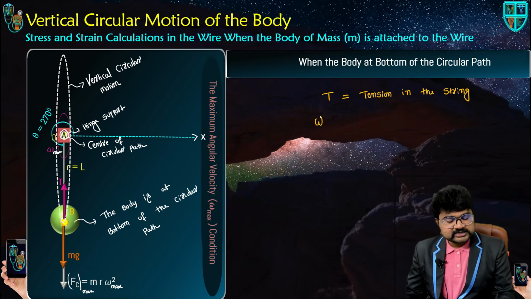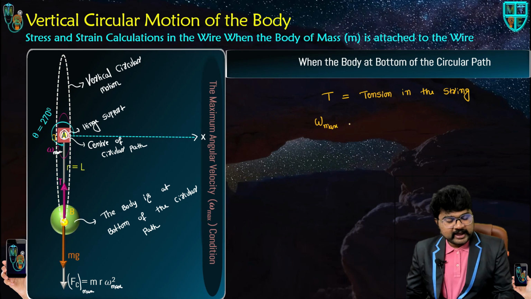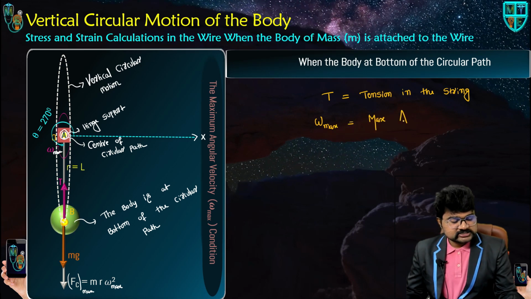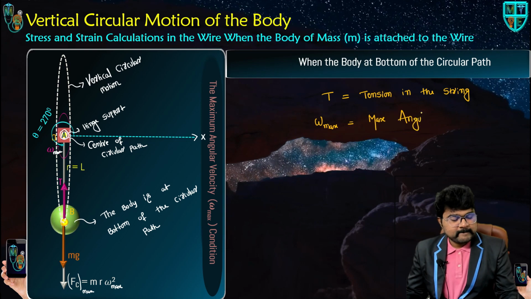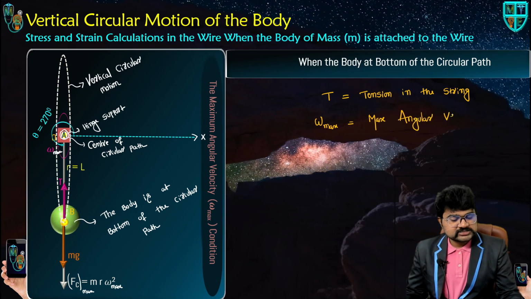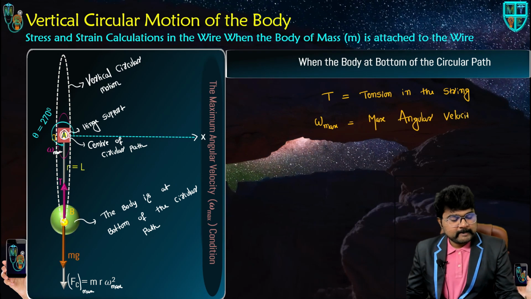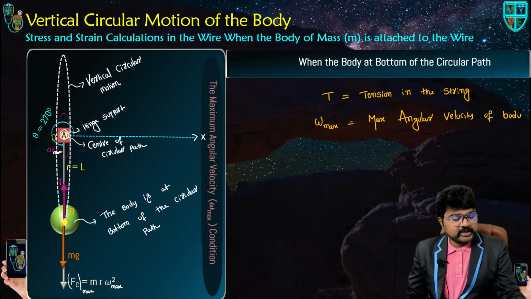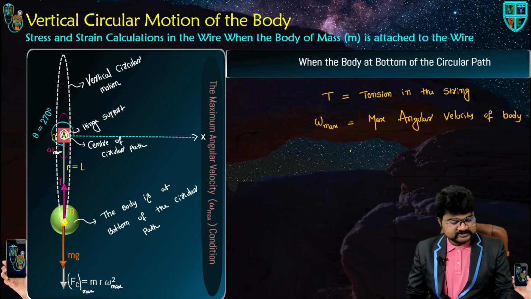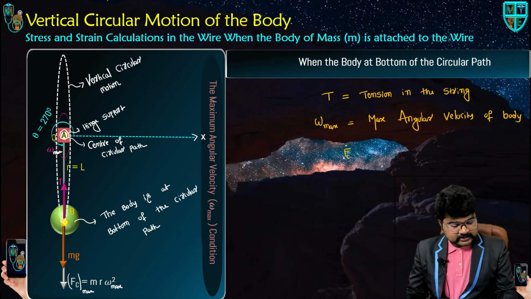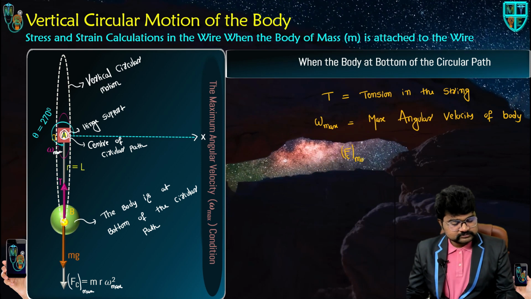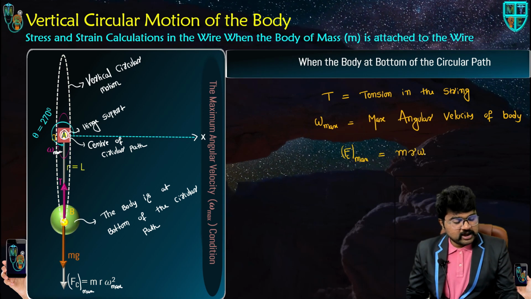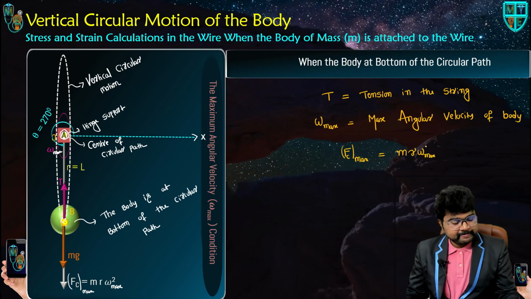Here omega maximum is the maximum angular velocity of the body. Understood na? So FC maximum equal to m r omega maximum square.